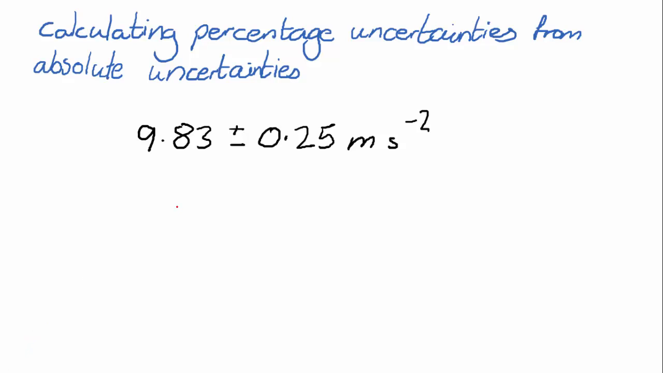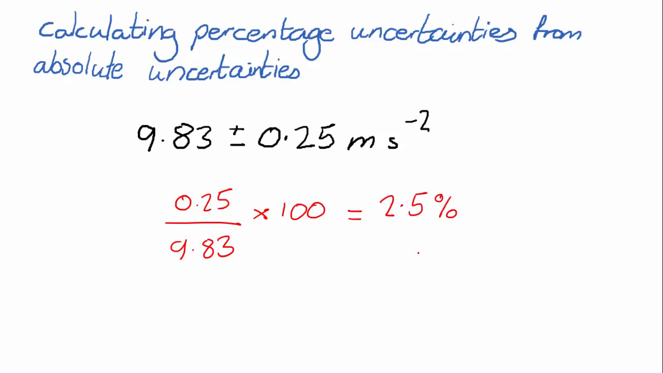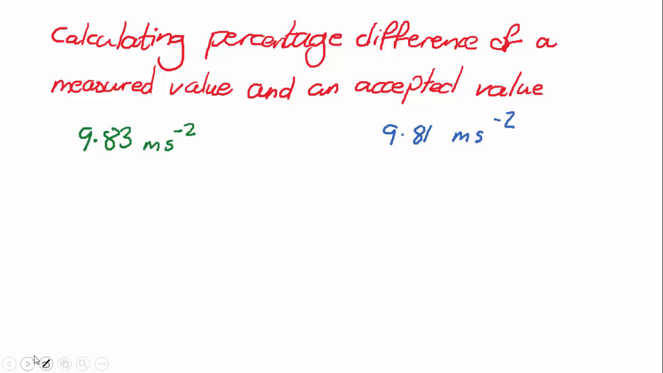Next, we're going to calculate the percentage uncertainty from the absolute uncertainties. So we've got my 9.83 plus or minus 0.25 meters per second squared, and to get the percentage I need to know what's the absolute uncertainty as a percentage of the mean. So 0.25 divided by 9.83 multiplied by 100 to turn it into a percentage, and that gives me 2.5%.